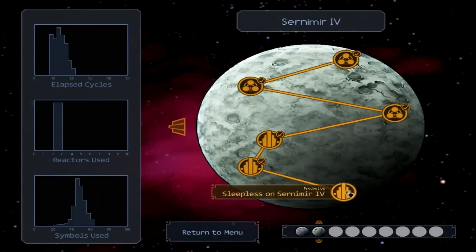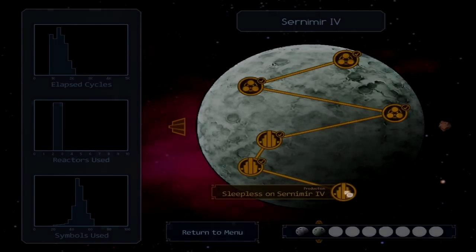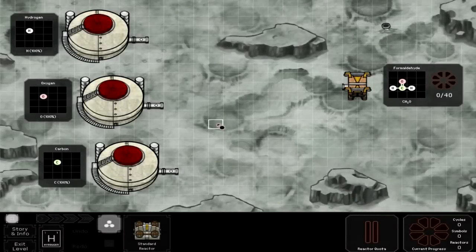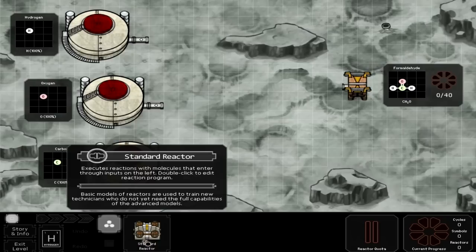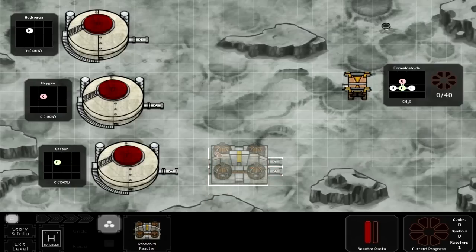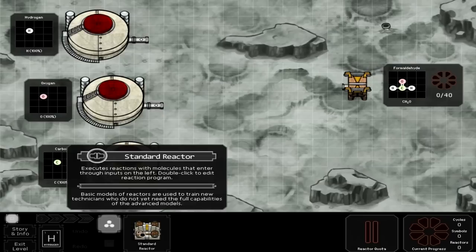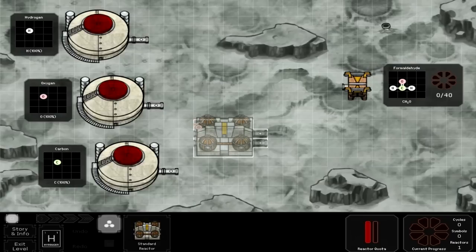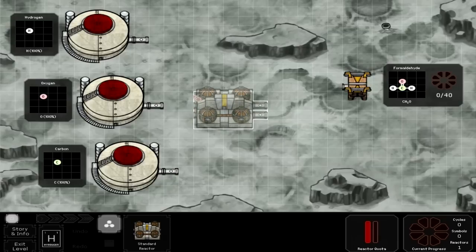And on to the last level for this planet, and I think the last thing we'll do today. We need to make formaldehyde out of carbon, oxygen, and hydrogen holding tanks. Simple enough. Let's see. Hold on. Need a little bit of designing going on here. We should bind the oxygen and the carbon in their own reactor. Well, technically, you only need one reactor for all of this. It wouldn't be too hard.